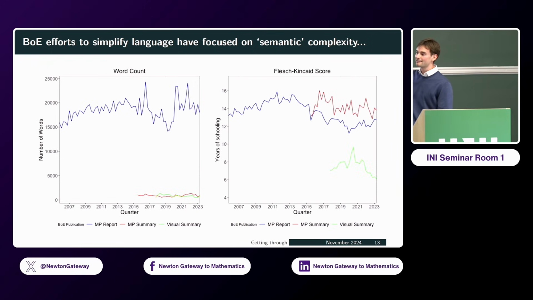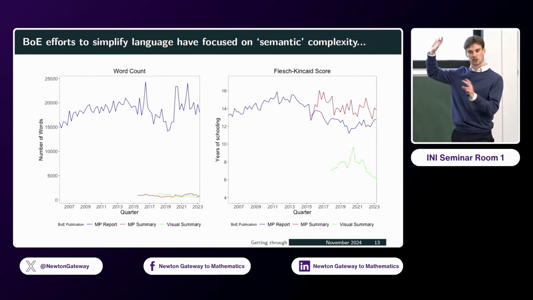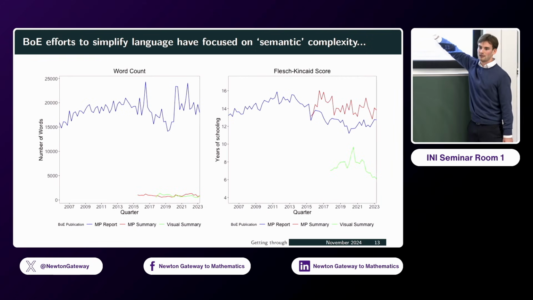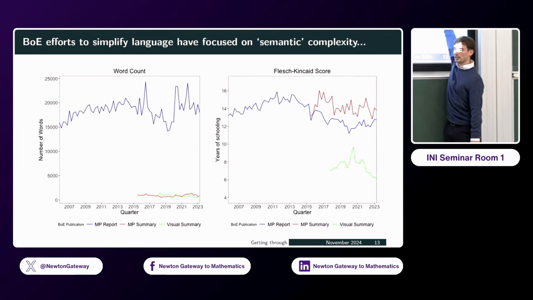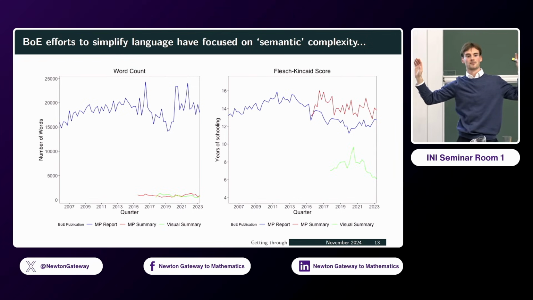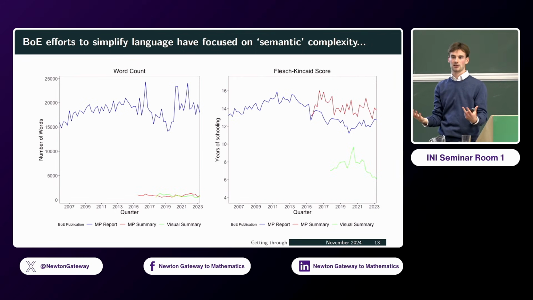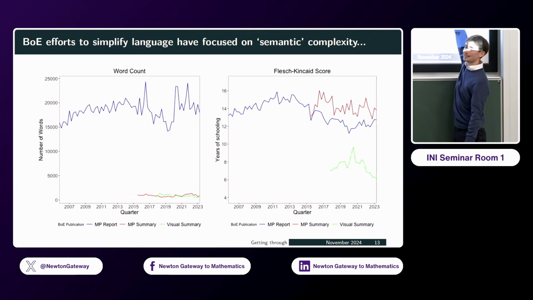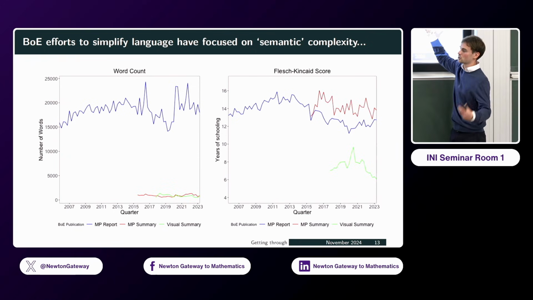And the trend is very similar for the Flesch-Kincaid score, this average word and sentence length. As we're communicating more information, we see this increase in complexity, and then from around 2013, there's a decrease. And this is where I'll talk about the other two lines. This green line is the visual summary, which I referred to about 3 minutes ago, which is this new publication that the Bank of England has started to release to specifically try to engage broader audiences. And we see that, okay, it is less complex than the blue line, the flagship quarterly report.